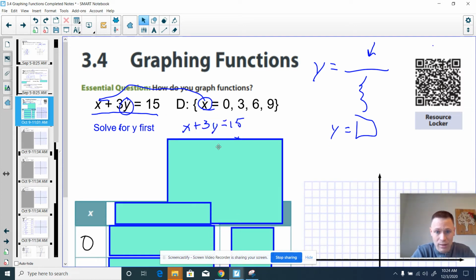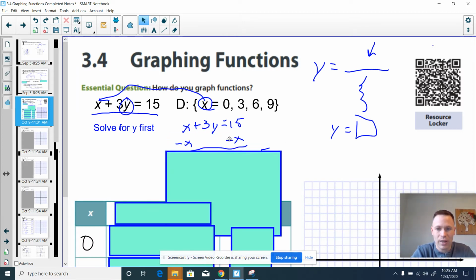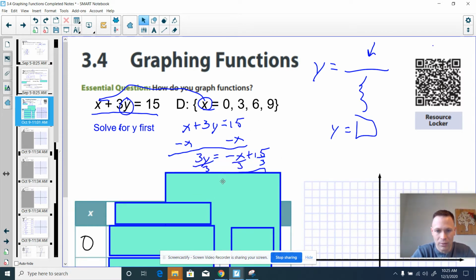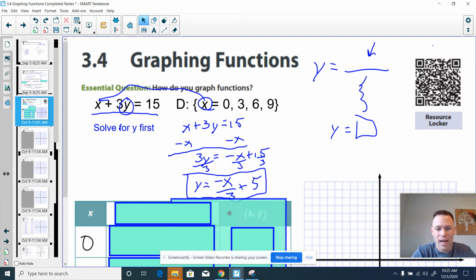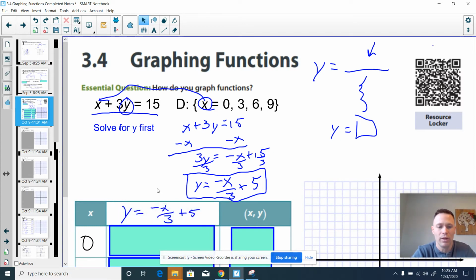So when I do that, I have x plus 3y is equal to 15. I'm going to add x to the other side. I'm sorry, subtract it to the other side. So then I'll have negative 15 plus x, or 15 minus x, either way. I think I wrote 15 minus 3x here. Then I'm going to divide by 3, and everything gets divided by 3. And so what happens is I end up with y is equal to the opposite of x divided by 3 plus 5. Okay, so that's the equation that I'm going to roll with as I do this.